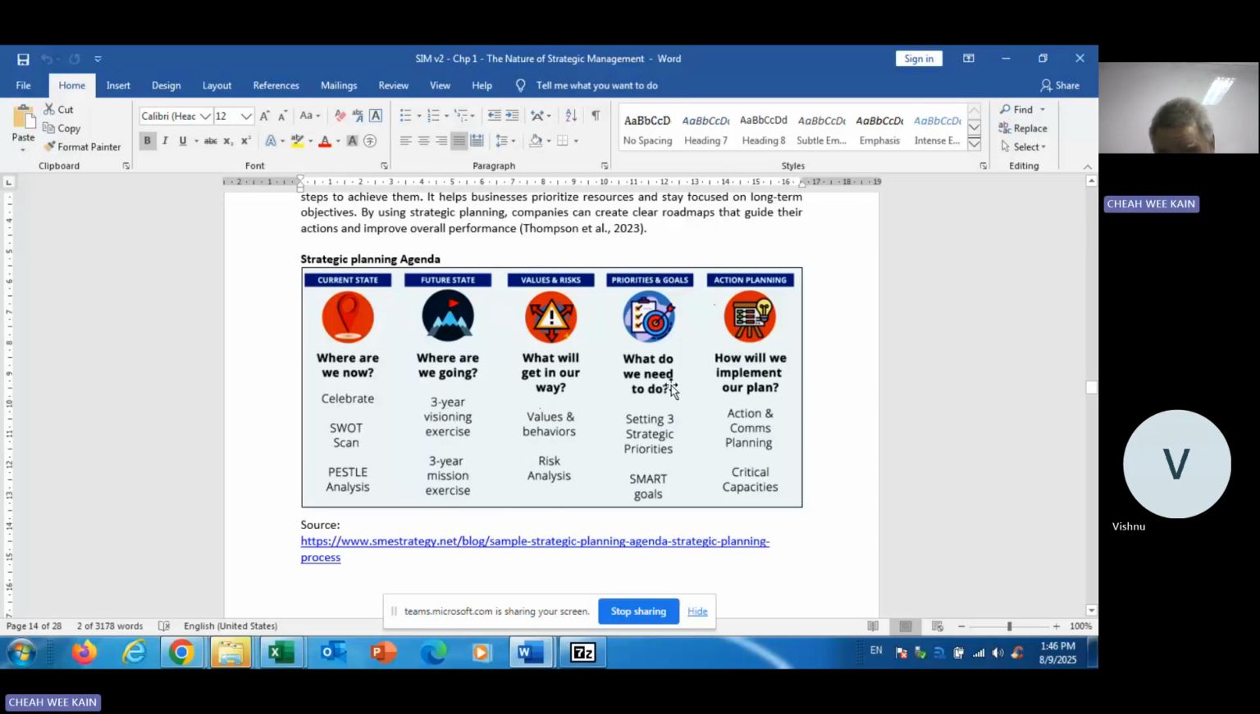What do we need to do? Okay, so maybe you can set 3 or 4. Oh, sorry. Normally I say 2 or 3 strategic main goals, priorities. Okay, main goals. So it should be smart, achievable, measurable. I cannot remember some of them, but I think the goals must be achievable and measurable. Okay, these are important things. And then once we do that already, then we do action planning.